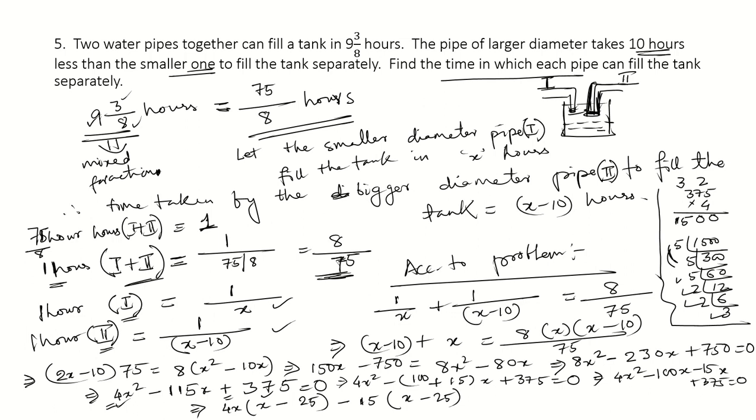We get x minus 25. You see, 25 times 15 gives 375, right? And this gives us equals 0. So from here we get x equals 25 or 15/4.